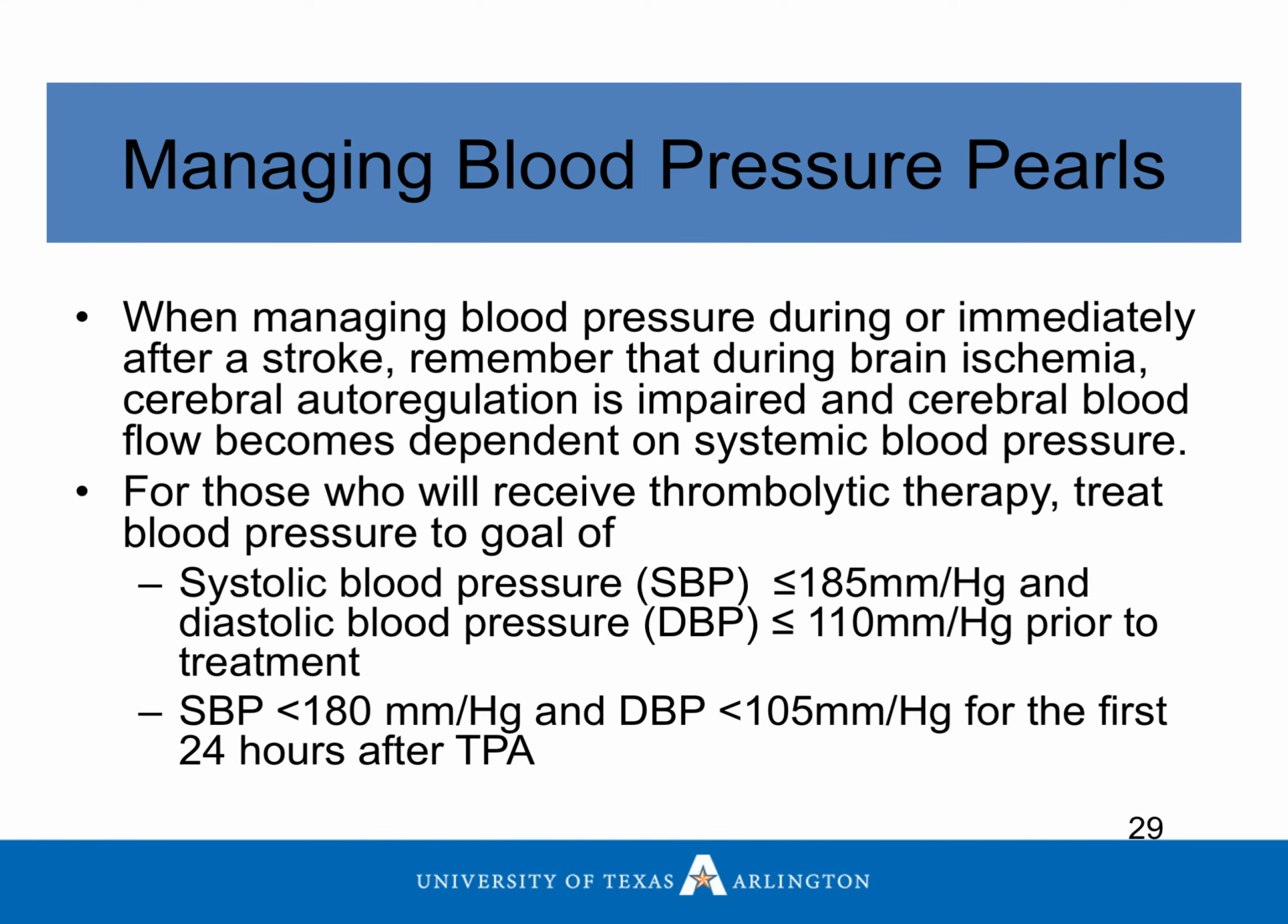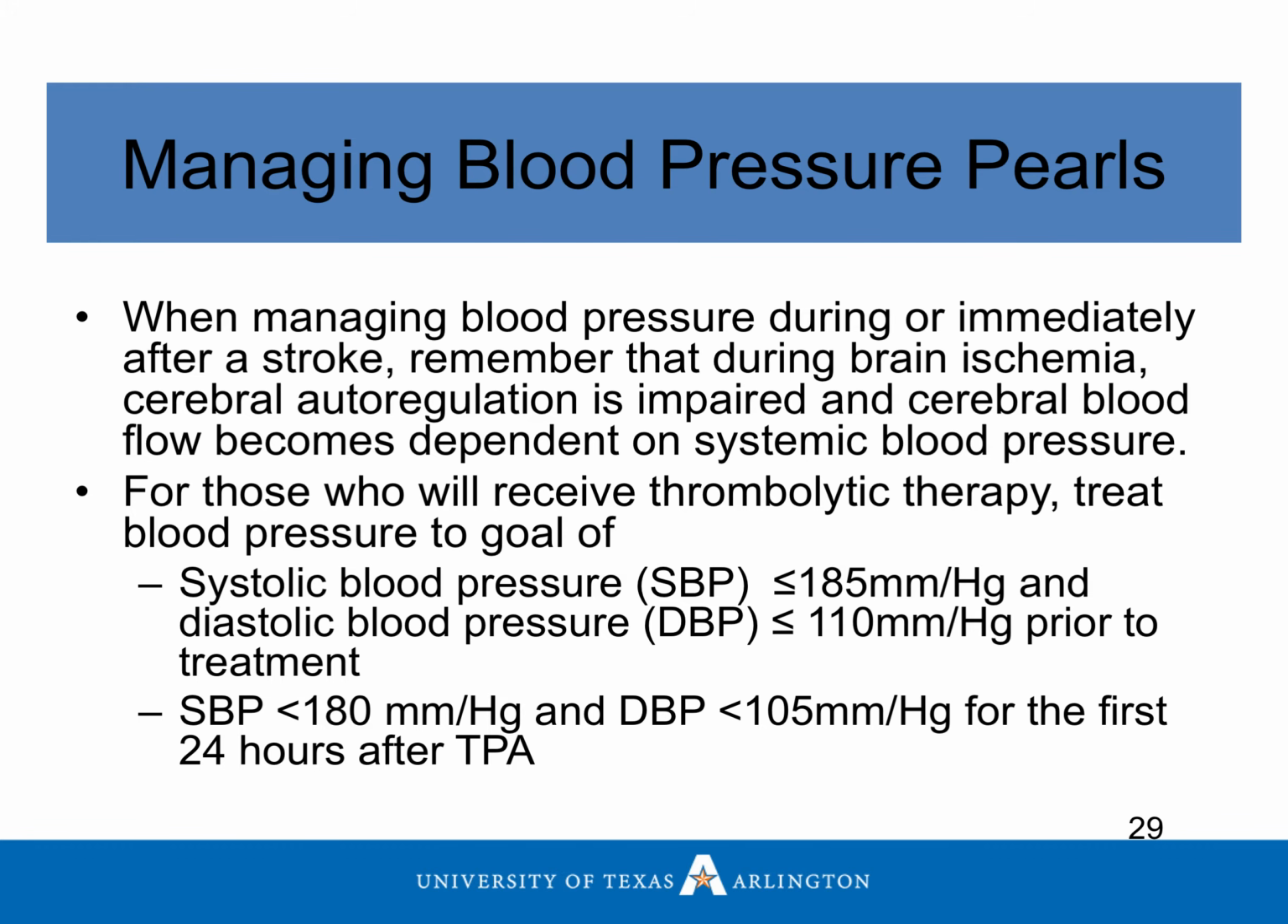So we talked about managing the blood pressure in that initial phase right after a stroke. And so I want to talk about that a little bit more because it's very, very important that the blood pressure is managed correctly after a stroke. So when managing blood pressure during or immediately after a stroke, remember that during brain ischemia, the cerebral autoregulation is impaired. And so cerebral blood flow becomes dependent on the actual blood pressure at that time. And so you have to have enough blood pressure to give oxygen to the brain.